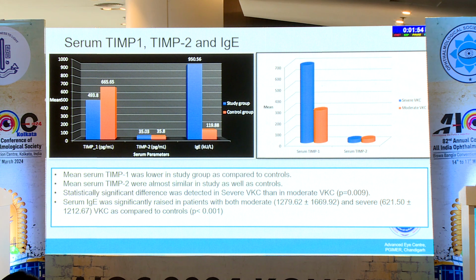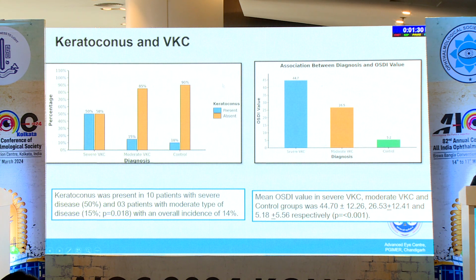So coming to tissue inhibitor of matrix metalloproteinases, the overall values of TIMP2 were comparable between the two groups, study and control, but tissue inhibitor 1 was present in lesser amount in the overall study group, whereas it was present in higher amount in the severe VKC group compared to moderate VKC. Coming to keratoconus, where we evaluated using Pentacam, in the severe VKC group we found that 50% of patients had keratoconus, whereas 15% of moderate VKC had keratoconus.